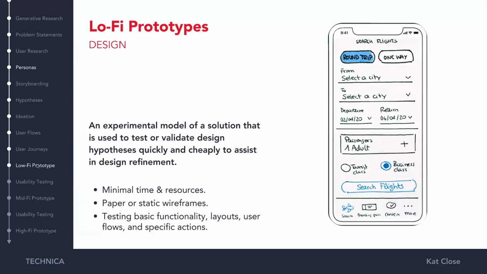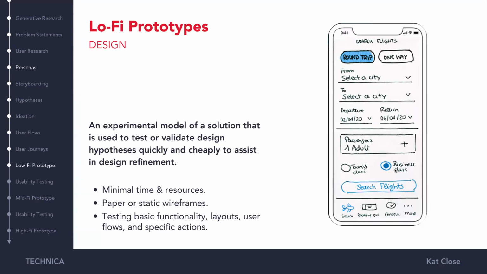They have 3 fidelities. The first one is lo-fi, which uses very minimal time and resources. It typically is just a paper sketch or a very, very simple grayscale wireframe. And the whole point is to test basic functionality, layouts, user flows, and specific actions. When a user encounters this page, if it's laid out in this way, does it make sense? You can also have lo-fi for physical products, but I'm pretty sure all of you guys are comp sci working in the digital space, so I'm going to stick with this for the sake of time.